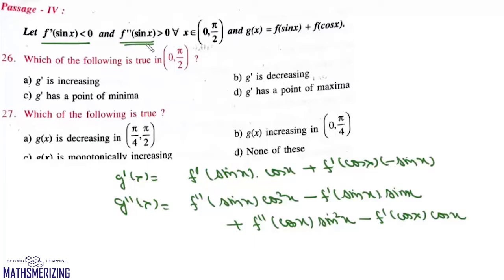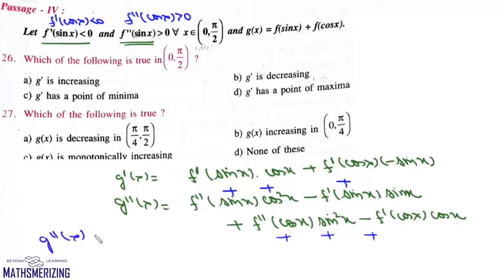Now if we substitute x as π/2 minus t, then we'll get f'(cos x) is less than 0 and f''(cos x) is greater than 0. Now f''(sin x) is positive, cos square x is positive, f'(sin x) is negative, so minus and minus is plus. f''(cos x) is positive, sin square x is positive, and f'(cos x) is again negative. So from here we get the condition that g''(x) is greater than 0. That means g'(x) is an increasing function, and that's your option A.